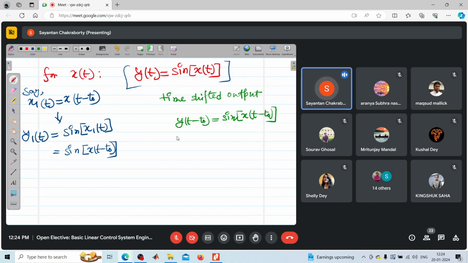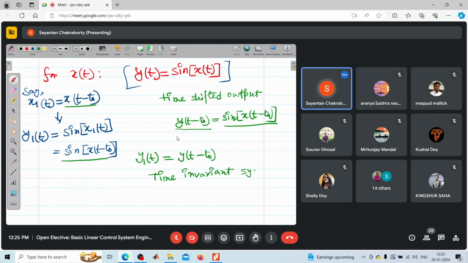Now if we consider the time shift, how much shift we have considered? The same amount of shift by which the input is shifted. Now we have to check whether this y1(t) is equal to y(t minus t0) or not. In this case, you see y1(t) and y(t minus t0) are the same, so it's a time invariant system.